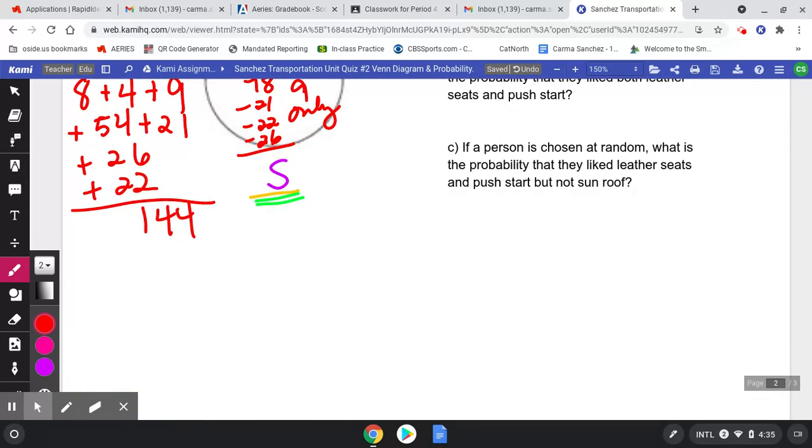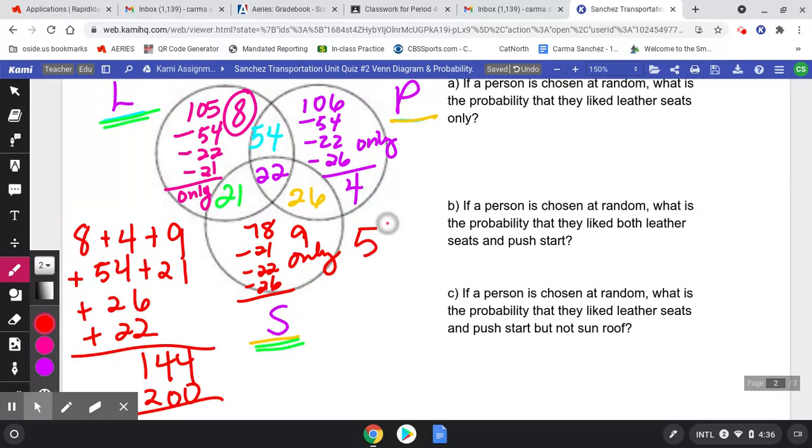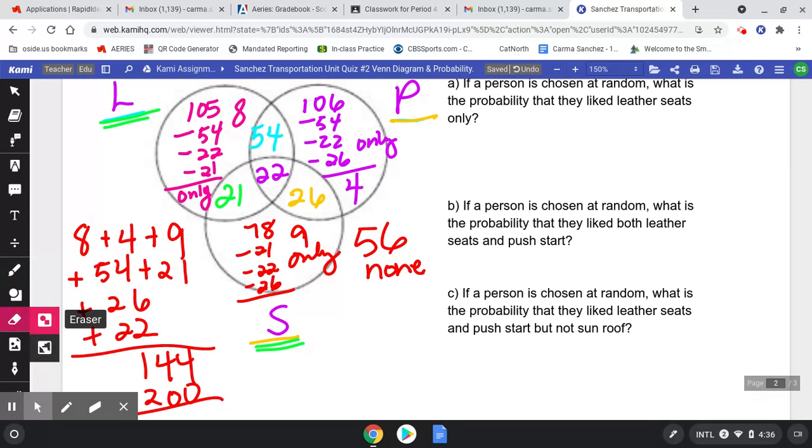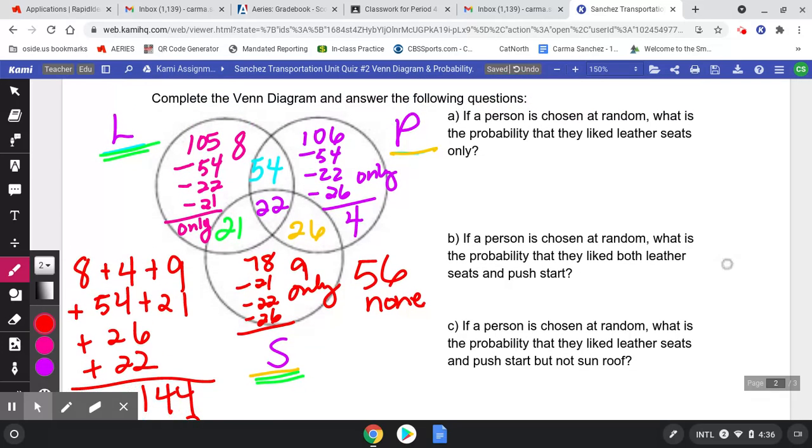So if there was 144 polled, if there were 200 students polled and only 144 show up in our table, we have to get that difference of 56. And the 56 are the people who chose none of the features. They're outside the diagram. Okay, so if you put that 56 outside, you're going to get an extra credit point. If you didn't put it, it's not going to count against you because I had a wrong direction in there.